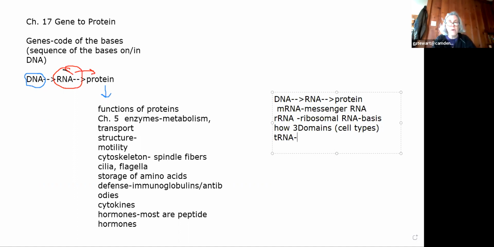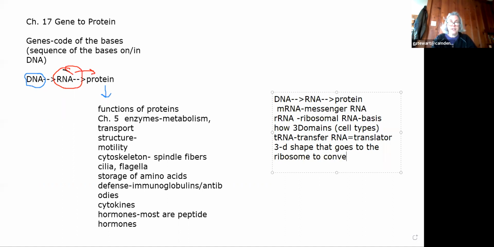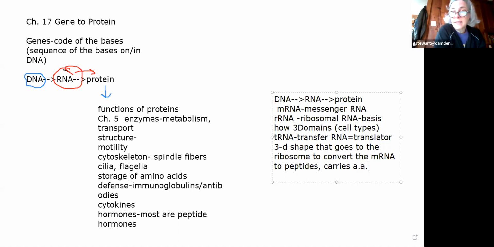And then the transfer RNA, this is the go-between. You can think of it as the translator. This is the RNA that has that weird sort of 3-dimensional shape that basically goes to the ribosome to convert the messenger RNA to peptides, because it carries the amino acids. And I'm just going to abbreviate the amino acids as A.A, right? It carries the amino acids to build that protein chain.